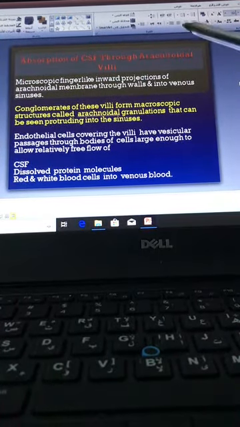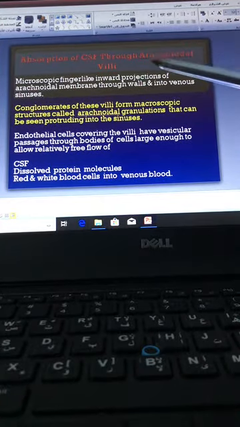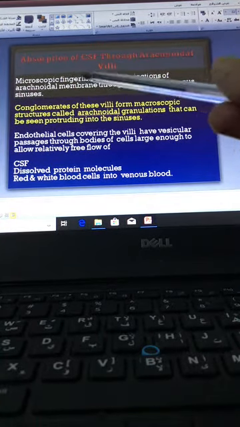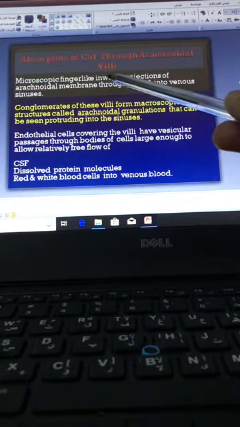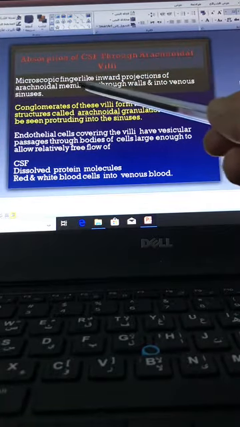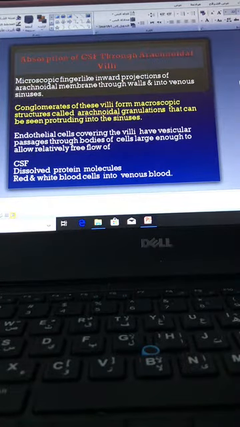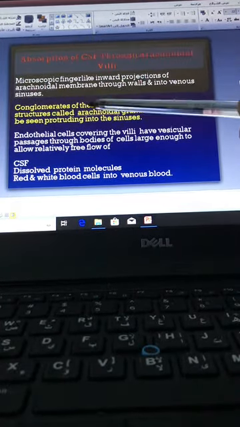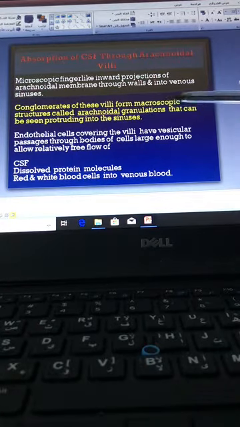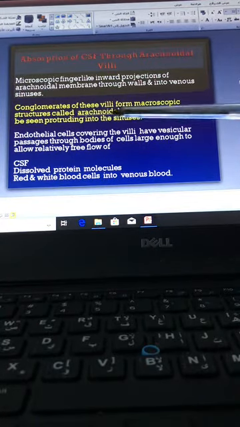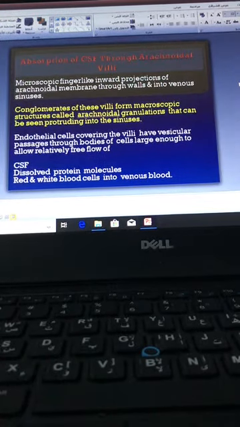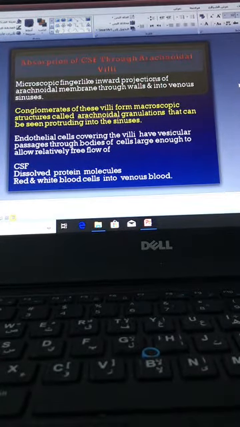Absorption of CSF through what's called arachnoid villi. Microscopic تعريفها: microscopic finger-like inward projections of arachnoid membrane through walls and into venous sinuses. Conglomerates of these villi form macroscopic structures called arachnoid granulations. من تجمع هذه الفيلاي تجمعات أكبر نسميها arachnoid granulations can be seen protruding into the sinuses، نقصد venous sinuses.